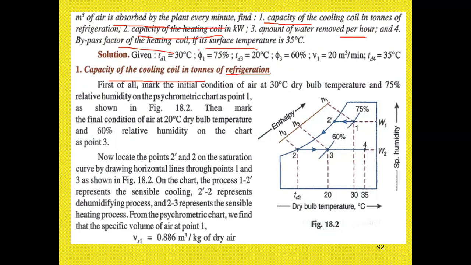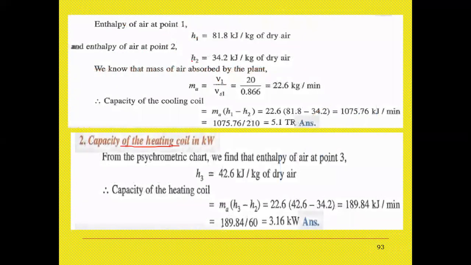So what is the given data according to the question? The given data is TD1 is equal to 30 degrees, phi1 is equal to 75%, TD3 is equal to 20 degrees, phi3 is equal to 60%, V1 is equal to 20 meter cube per minute, and TD4 is equal to 35 degrees centigrade. Then the capacity of the cooling coil in terms of refrigeration.